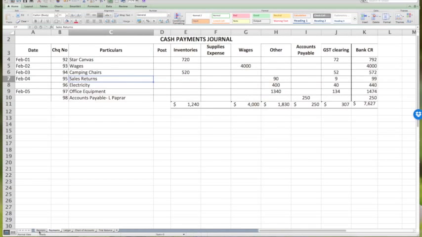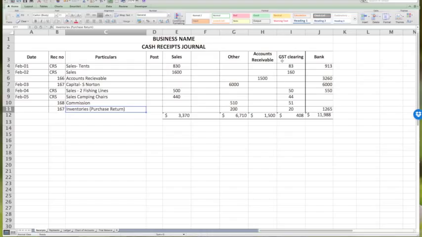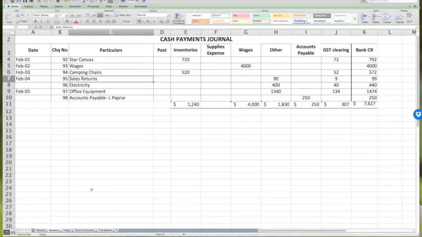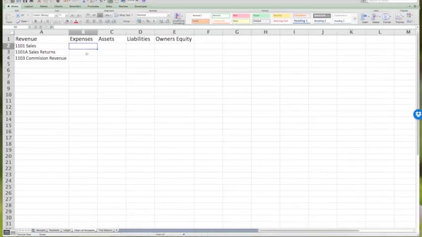So next we'll do our expense accounts. Again, unusual that we'd have any expense accounts in the cash receipts journal, but it's always best just to check. I don't see any in there, so we'll go on to our cash payments. Across the top here, straight away I can see wages. So we'll pop that one in over here.